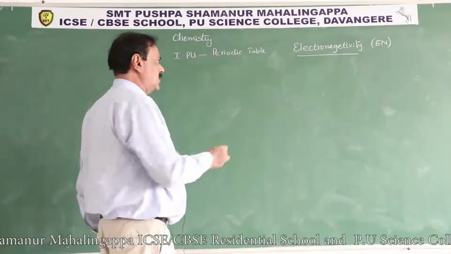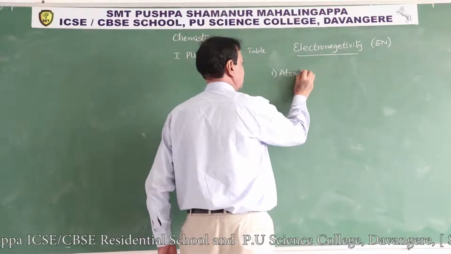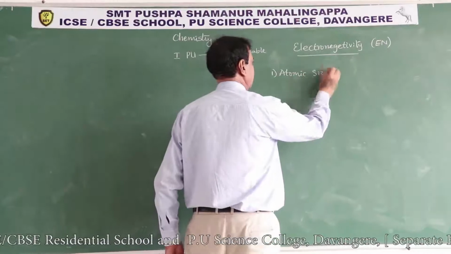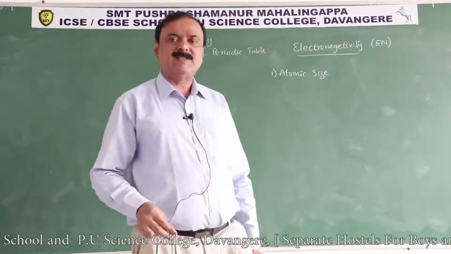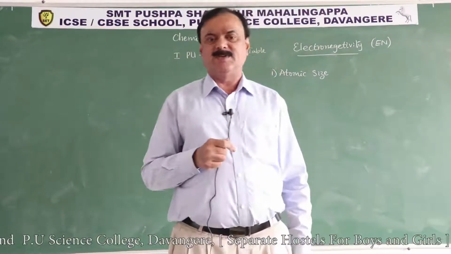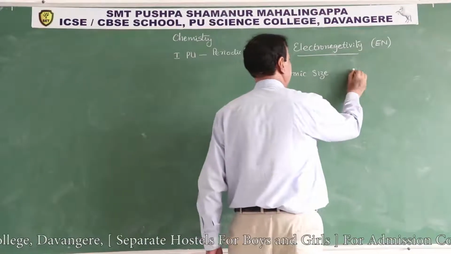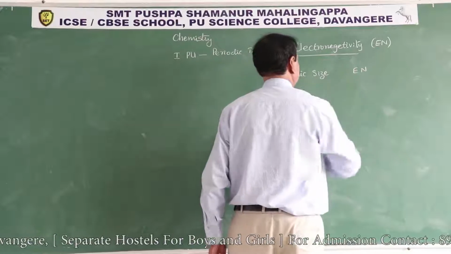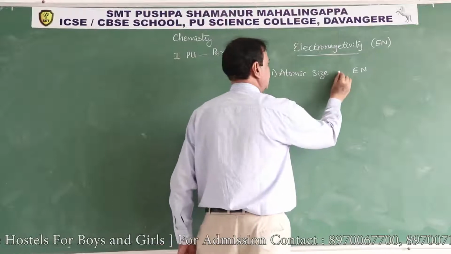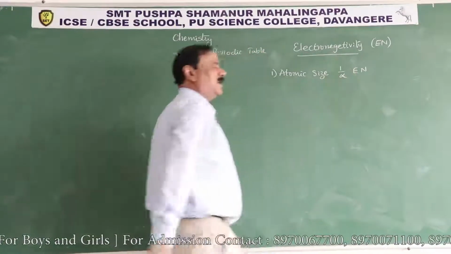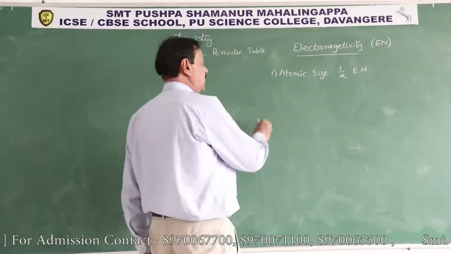In the last class we discussed the first factor, that is atomic size. Atoms with smaller atomic size possess a higher value of electronegativity. Therefore, atomic size and electronegativity: smaller is the atomic size, higher is the electronegativity. Therefore, atomic size is inversely proportional to the electronegativity values.